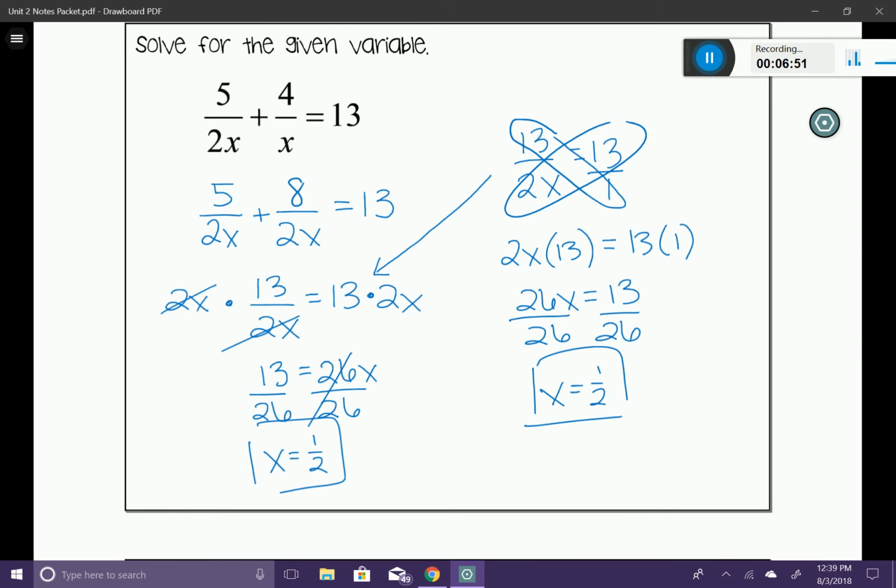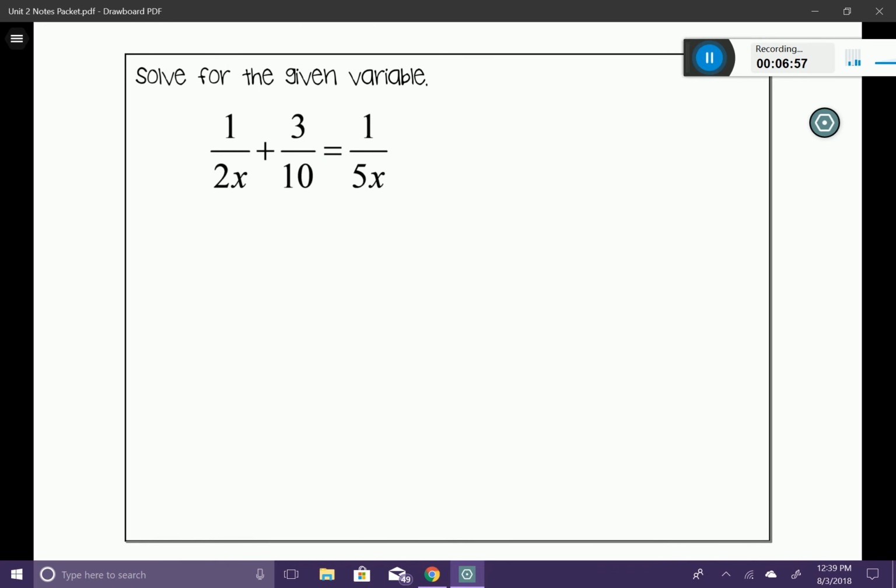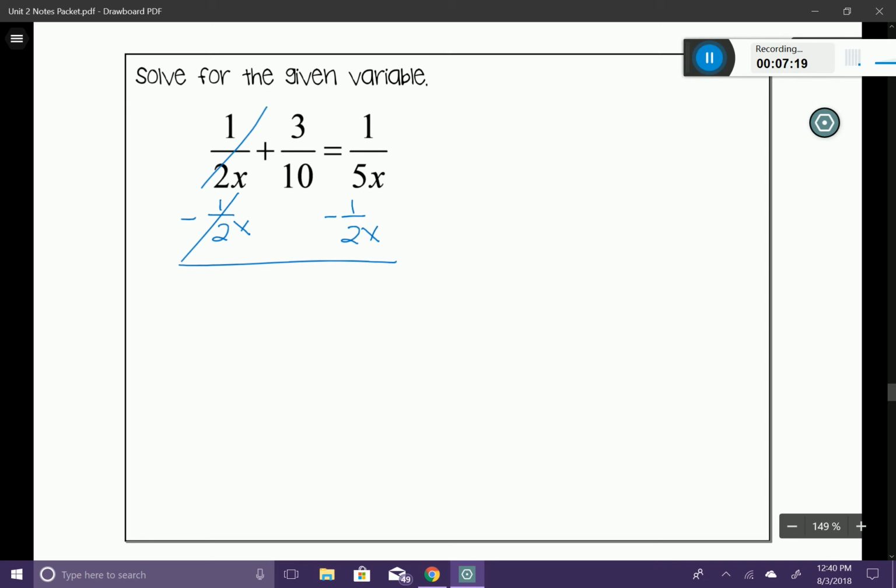All right, I do have one more example here for you. And it looks a little bit different, as you can see. But you can see that I have variables on the left and on the right. So in my head, I think we'll put them together, right? Let's put them together before we do anything else. So what I'm going to do is subtract 1/2 x from both sides, just to move them over, get rid of them on the left-hand side. That leaves me with 3 over 10 equals, and I'm going to write this out so I can show this to you, 1/5 x minus 1/2 x.